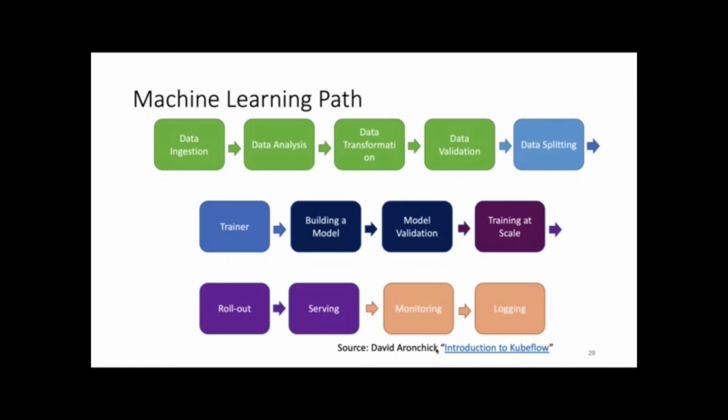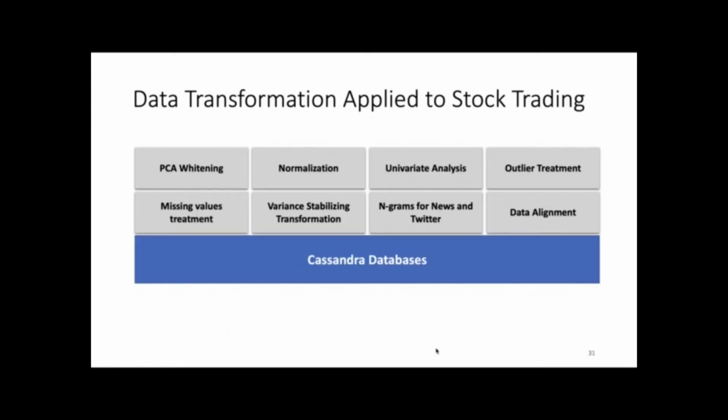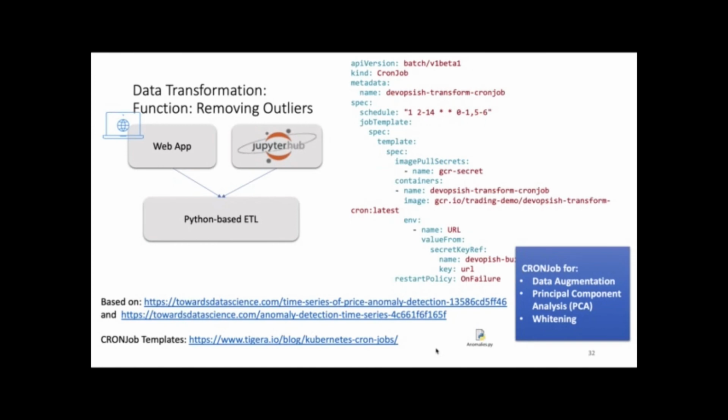And now getting into the next part, as we're creating multiple sets of cron jobs, one to transform data into formats used by TensorFlow, another is to do the transformation, for example, PCA, whitening, normalization, outliers, and so on. So being able to run the cron jobs is very important for us to be able to fork off these different tasks simultaneously. Here's an example where removing outliers, the cron job for data augmentation, PCA, principal component analysis, as well as whitening.